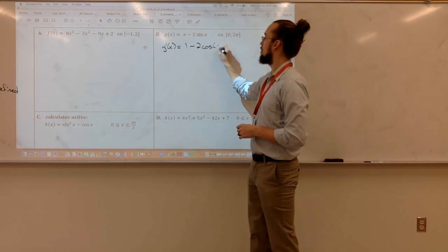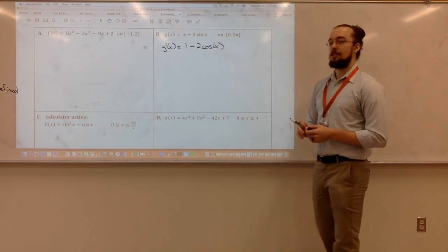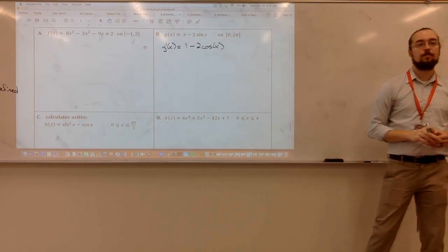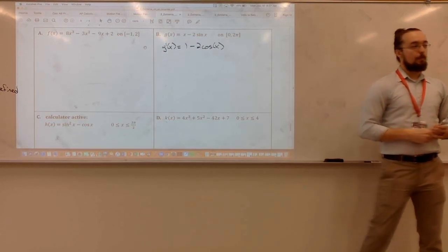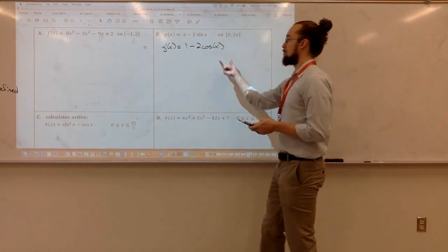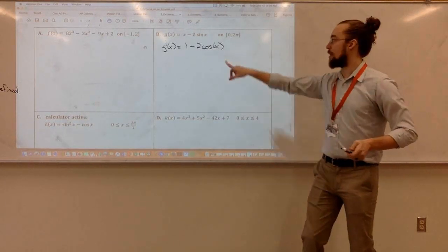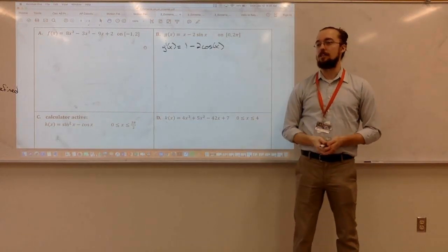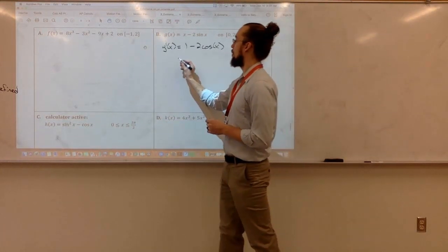Minus 2 cosine 2x. This looks similar to one of the double angle identities, where we would have a 2 in here, but it's not exactly that. So this isn't quite an identity.